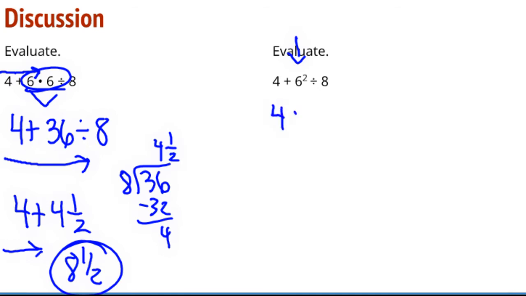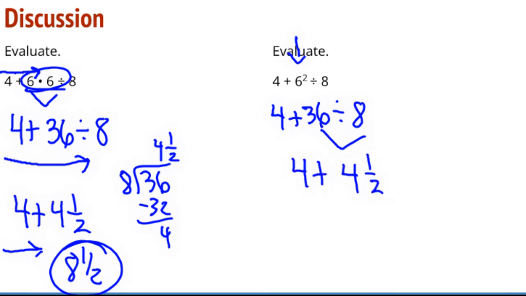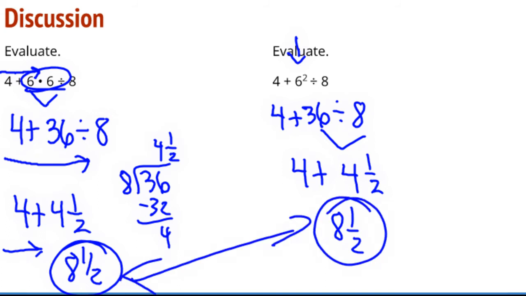So 6 times 6 is 36. So I have evaluated the exponent. And now I can go left to right looking for division or multiplication. There's the 36 divided by 8, which we just figured out was 4.5. And we can combine together and get 8.5. Now it's really important that we notice that right here we got the same answer. We followed the order of operations, and even though the problems looked different, they have the same meaning.